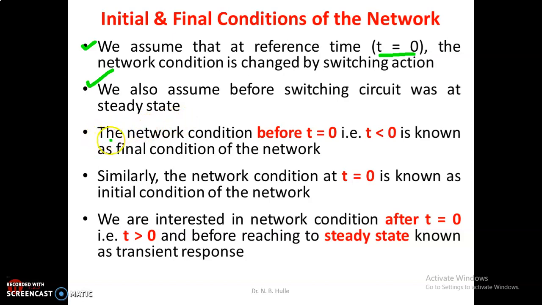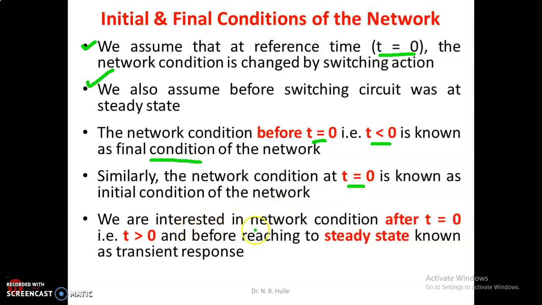Similarly, the network condition before t is equal to 0, that is when t is less than 0, means before the switching condition, is known as the final condition of the network, because before switching the circuit was in the stable state and the final condition of the network was reached. Similarly, the network condition at t is equal to 0 is known as the initial condition of the network, because it is just after the switching.